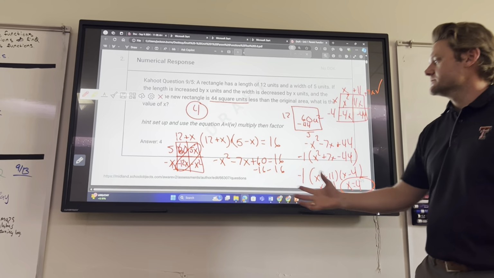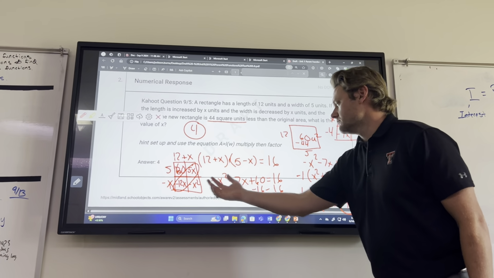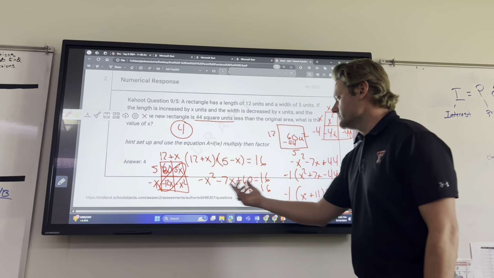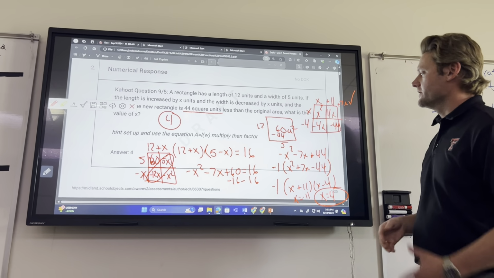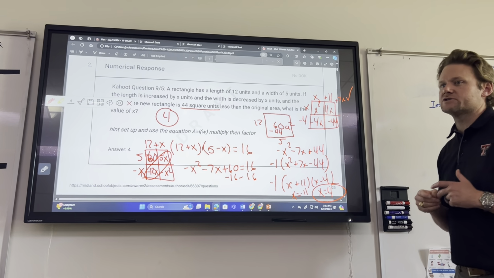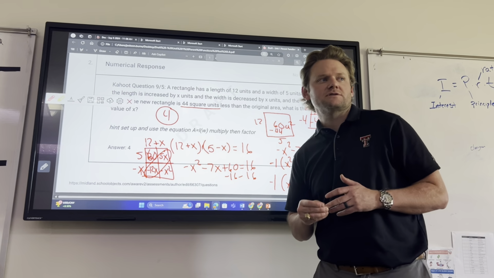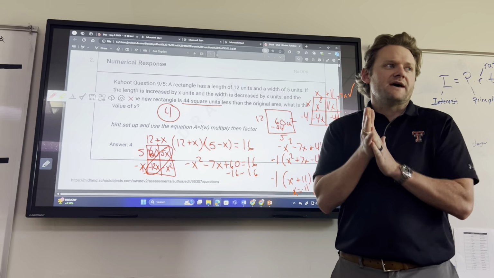The biggest thing is, write out your equation, multiply it all, then you're going to get your quadratic, then you're going to factor. SAT style question, SAT style test.